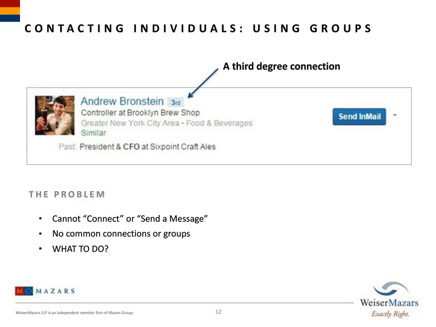This is contacting individuals using groups. A lot of times you'll notice on LinkedIn that a person is too distant of a connection for you to be able to connect with them. You'll see here this Andrew Bronstein is a controller at Brooklyn Brew Shop. We have a very strong food and beverage practice here, so that's a good person for us to know. However, he's a third-degree connection of mine. We don't have any common connections, so it won't let you connect with them.